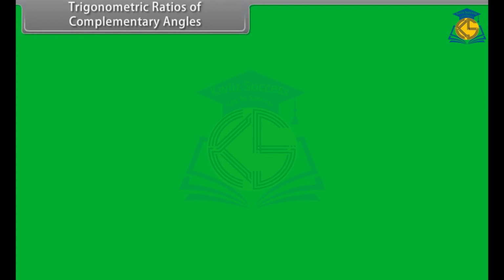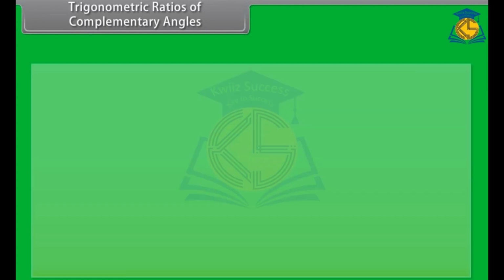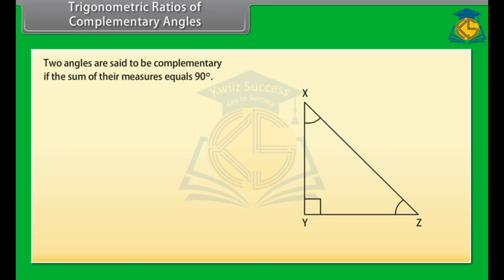Trigonometric ratios of complementary angles. Two angles are said to be complementary if the sum of their measures equals 90 degrees. Consider the triangle XYZ, right-angled at Y. Angle X plus angle Y plus angle Z is equal to 180 degrees.